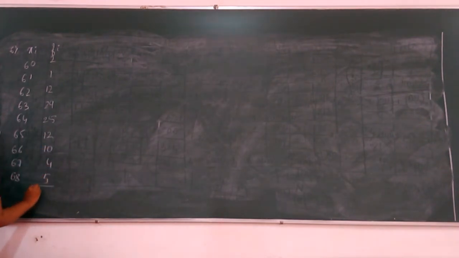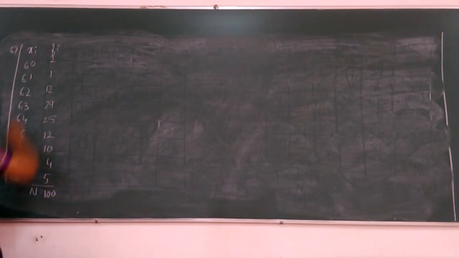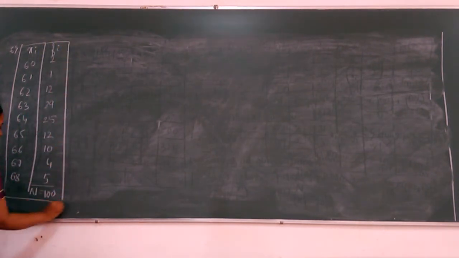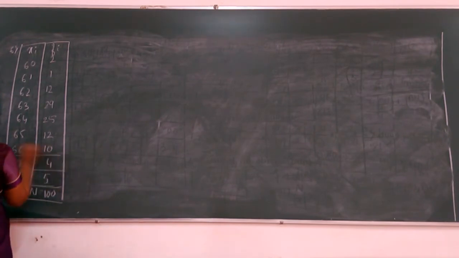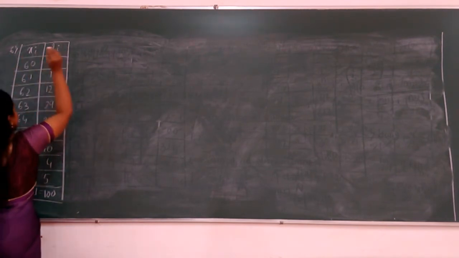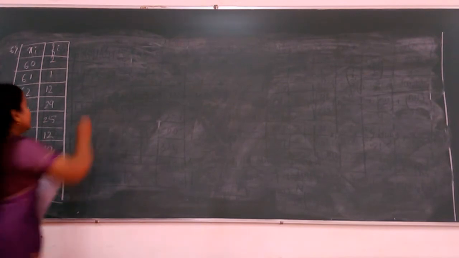And the total frequency N is 100. Okay. So now what should we do here? We have to divert these xi's to yi's or di's, any notation you can use. As you can see here, xi's are a bit large. They are not like 1, 2, 12, 13. They are a bit large. So we will divert these xi's to yi.